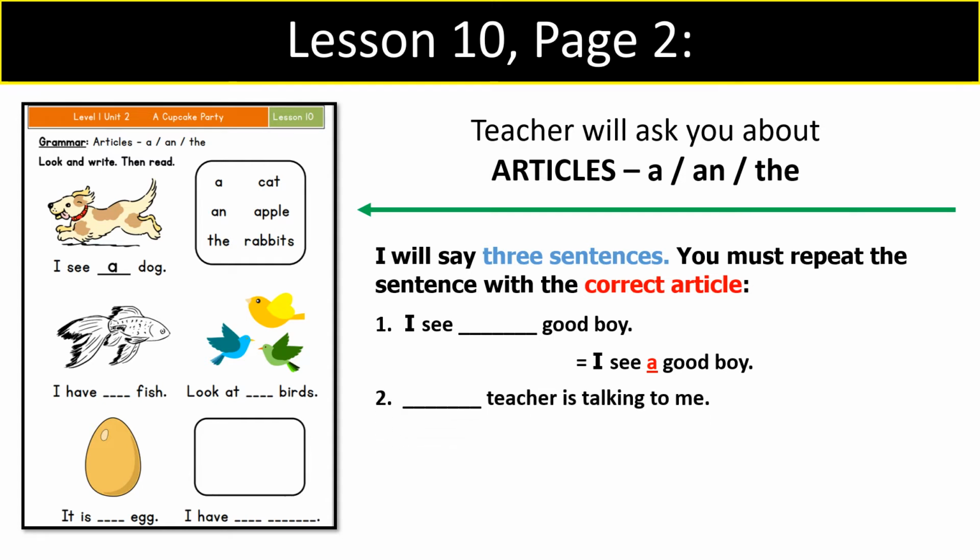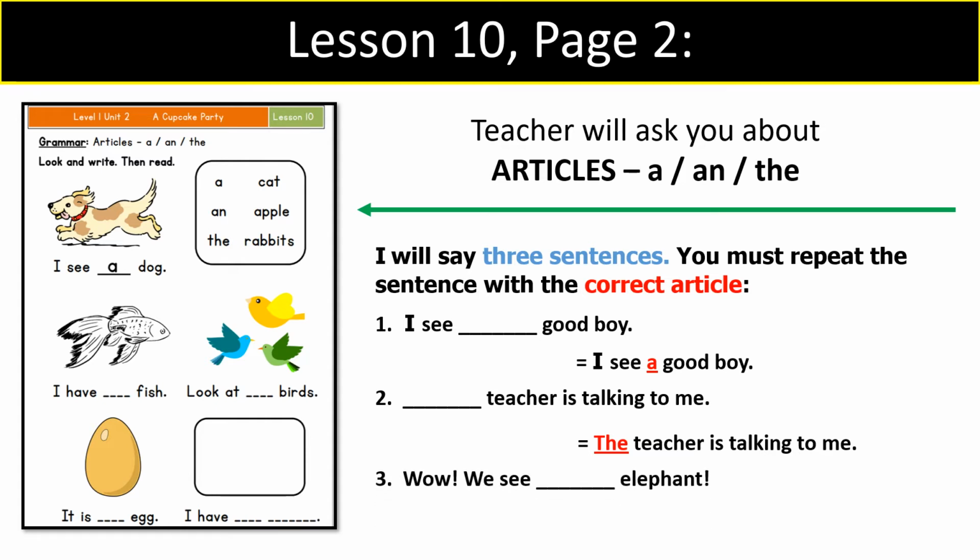Number 2, teacher is talking to me. So in a classroom, we usually only have one teacher. So I would say I see the teacher. So this sentence, I'm going to say the teacher is talking to me. The means only one or a group or something special.